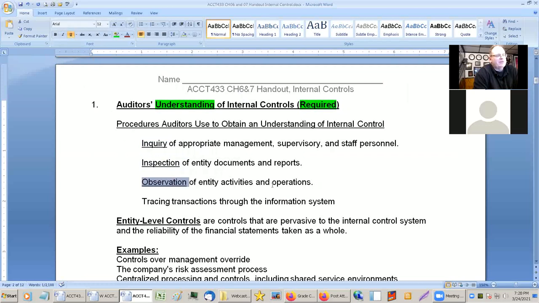Observation, this is probably, I would say, maybe the most important one, because the documents may not be accurate, and what people tell you may not be accurate. But usually if you observe them doing it, that's usually what they're really doing. It is possible you observe them and they're doing something different because they know they're being observed. But usually if you observe what they're doing, that's usually what it is. Tracing transactions through the system and seeing how they actually get the transactions, deal with the transactions, tracing it from the beginning to the end.